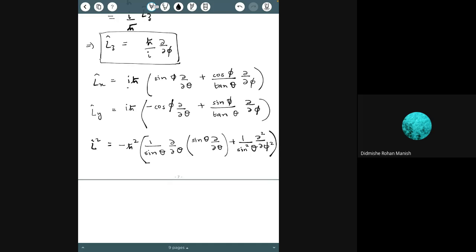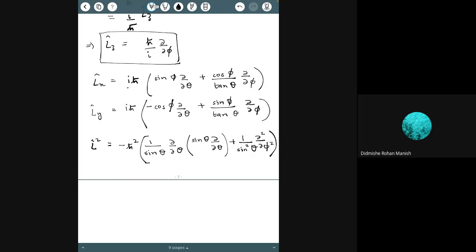So if you evaluate now Lx into Lx plus Ly into Ly plus Lz into Lz, and you have to remember that you have to take a function always on which the operator will act, because otherwise you'll make mistakes because it involves the differential. Then you will be able to evaluate L square. So these are the angular momentum operators in spherical polar coordinates.